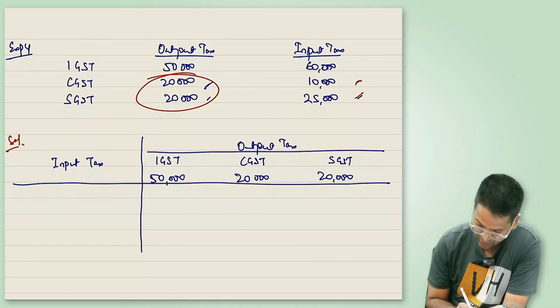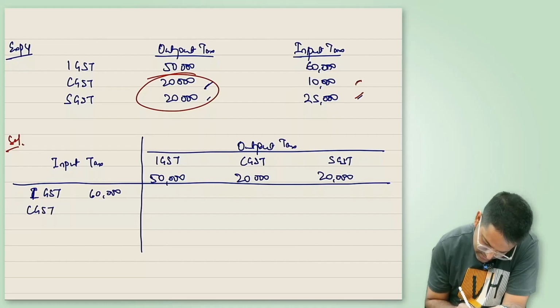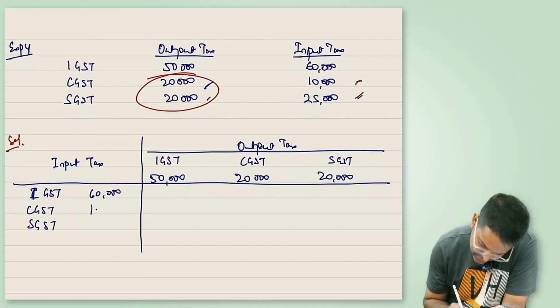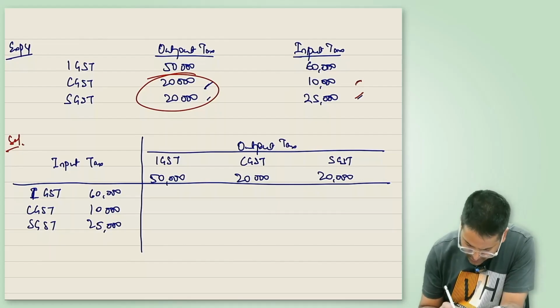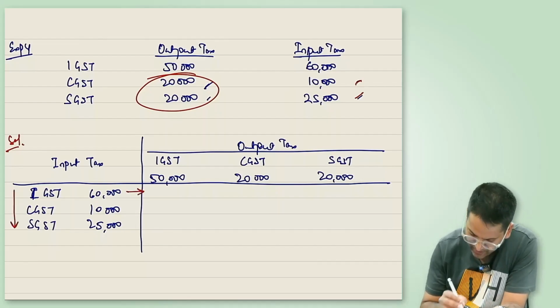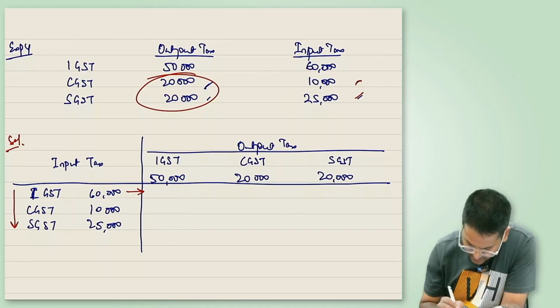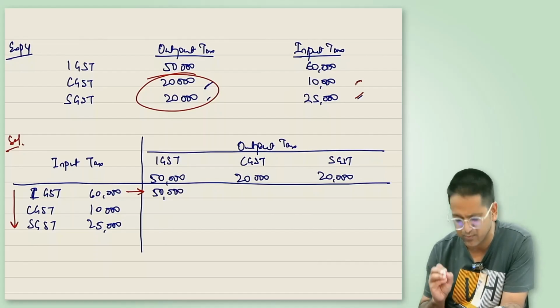Just look at the input tax. IGST 60,000. CGST 10,000, SGST 25,000. Okay. IGST will be adjusted by IGST first. We are doing it this way. What is our way? First we'll finish from here and then we'll move down like this, one by one. This is 60,000. From it, 50,000 will be gone first. IGST has to be finished with IGST.